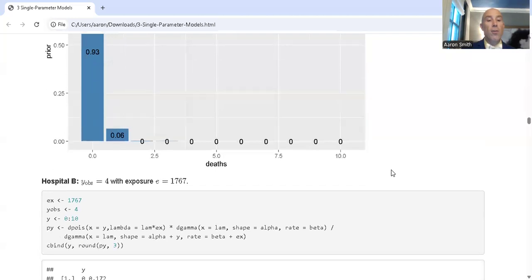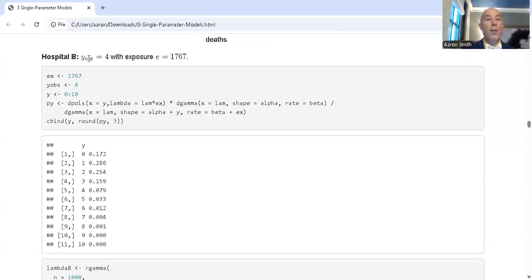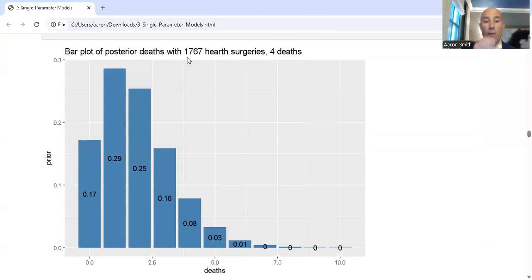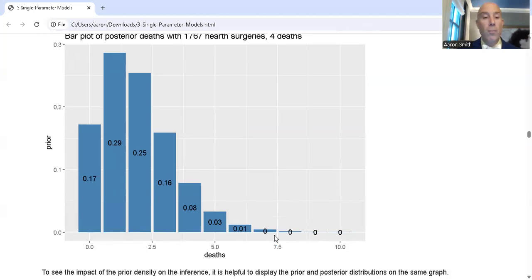Now let's modify this so that our data is for 4 deaths and E is equal to 1767. When I look at the probability distribution of the counts of deaths, now you can see it's a little bit more complicated, right? A lot more surgeries going on. So realistically, there's more opportunity for more deaths, unfortunately. And so now we have more of an evened out distribution. One death is the most likely result, followed by 2, then 0, then 3. And you can see it's a right-skewed distribution.